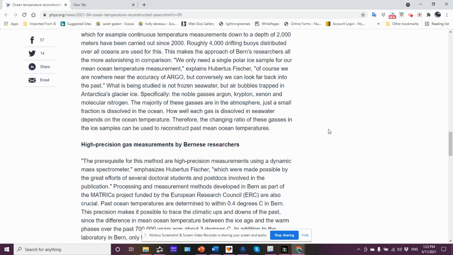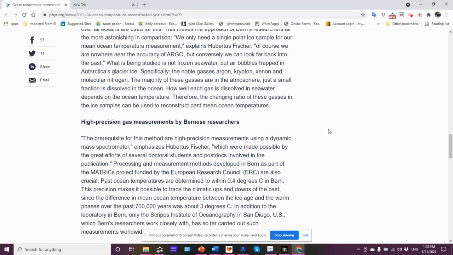So this makes the approach of the researchers at Bern all the more astonishing by comparison. We only need a single polar ice sample in our mean ocean temperature measurement, said Dr. Fisher. Of course, we are nowhere near the accuracy of Argo, but we can look further back into the past than Argo. Now, key point here, they're looking at ice cores from Antarctica. They're not looking at frozen seawater.